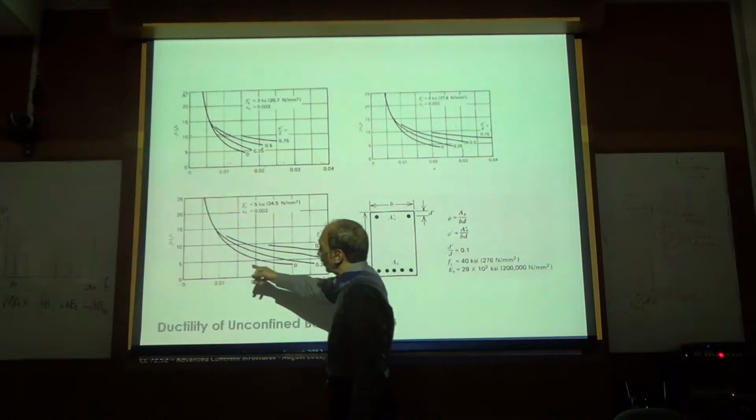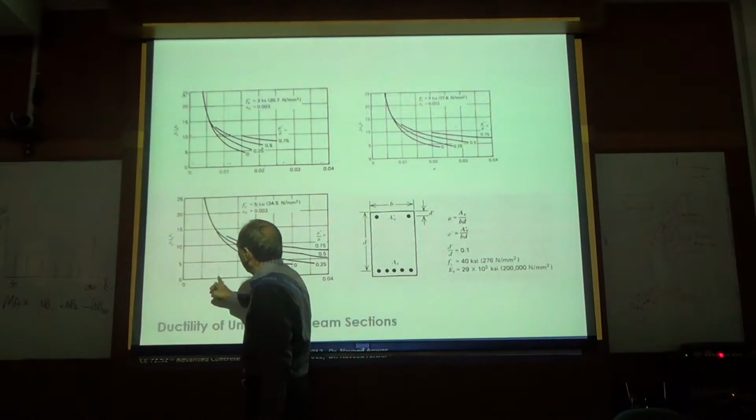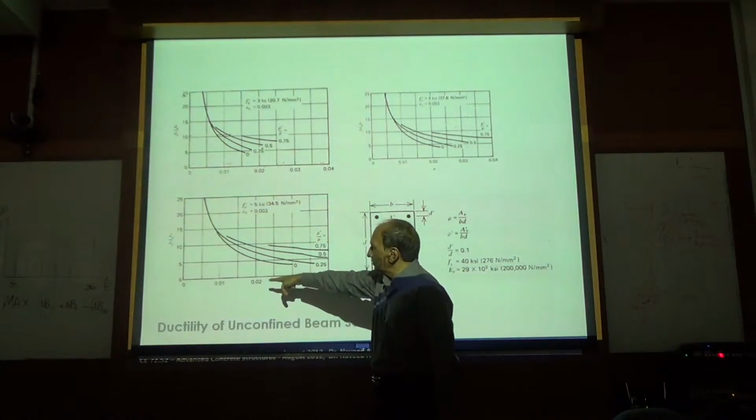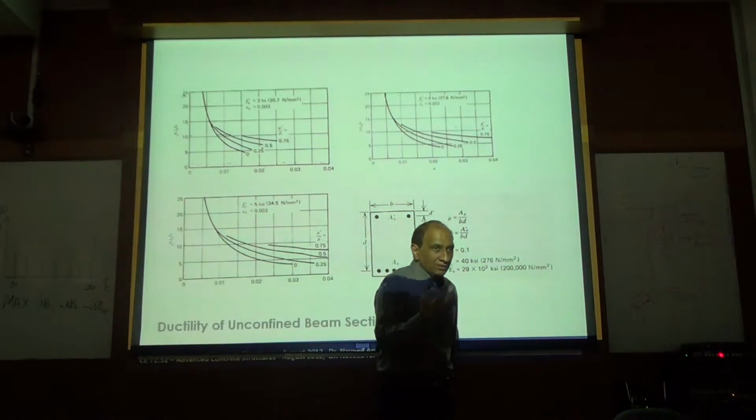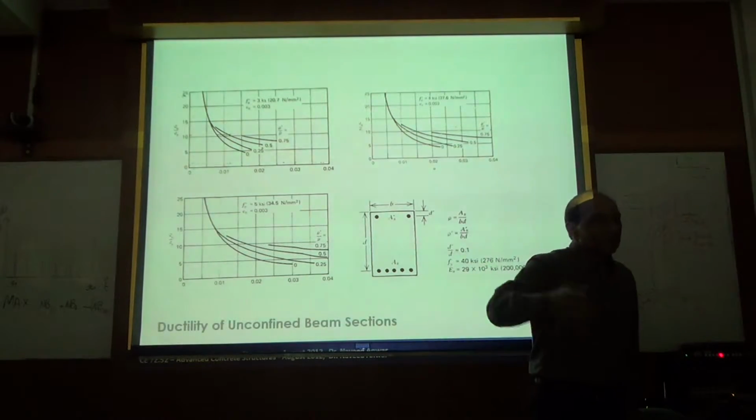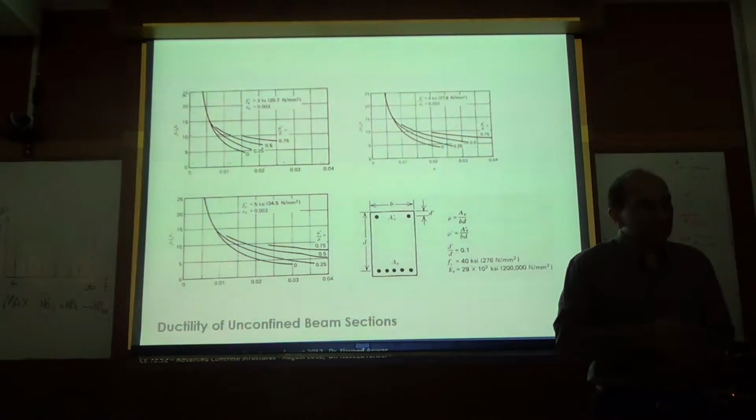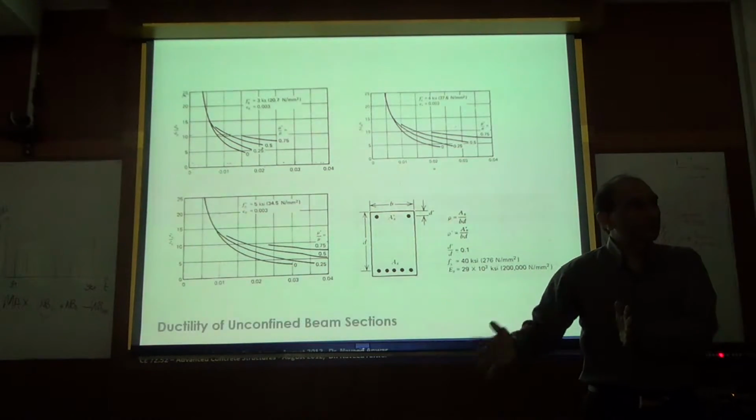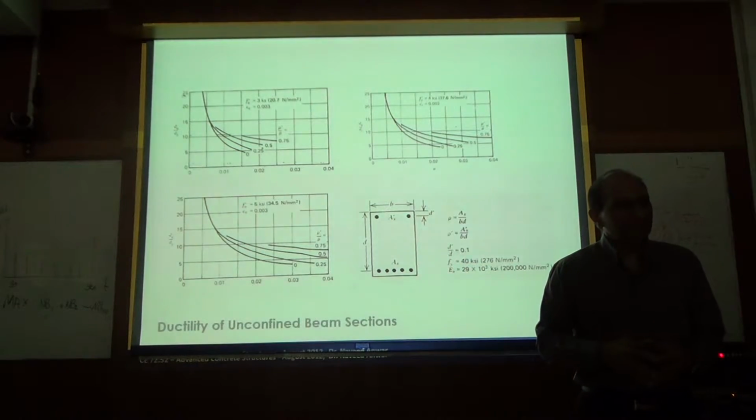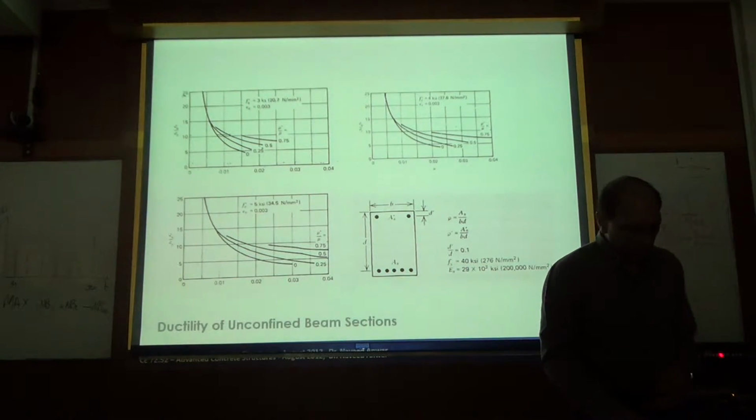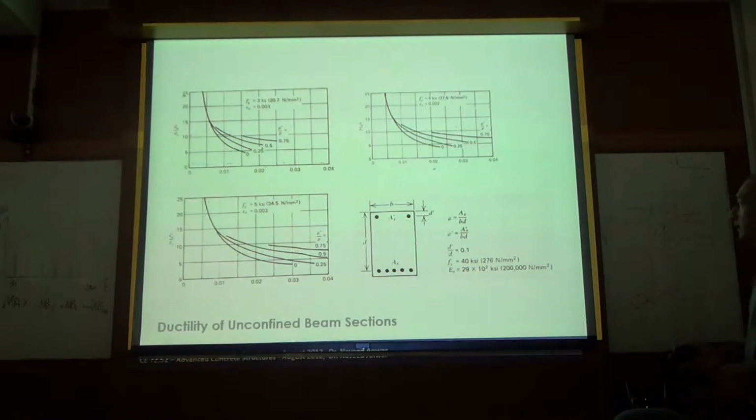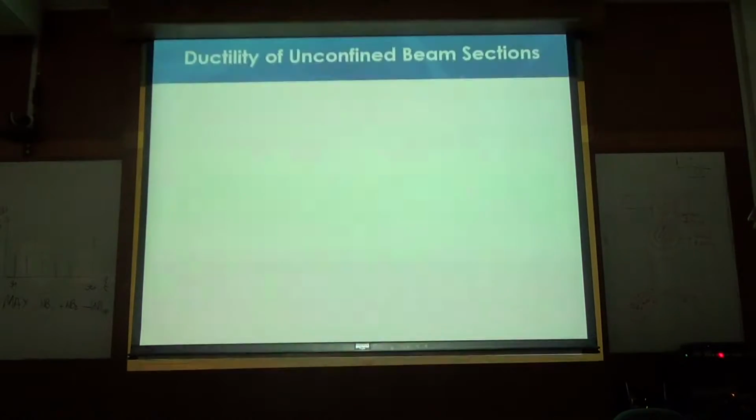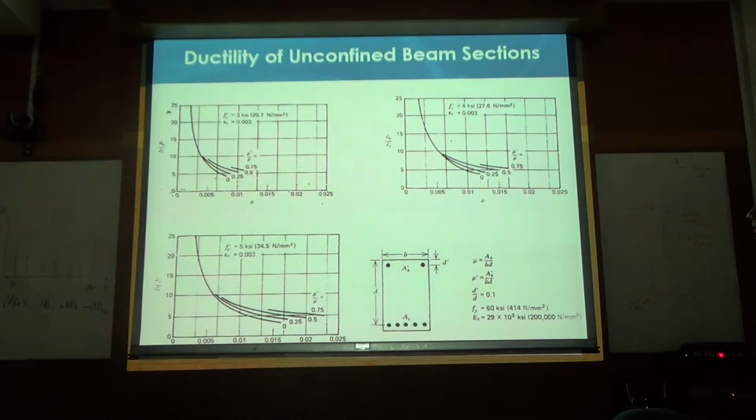And also important is this point on the curve. If the tension reinforcement ratio is small, curvature and ductility is large, as you keep increasing the tension reinforcement, it drops because the failure moves to concrete. Right? So this is just to confirm what we have already learned last time. Unconfined beam section, it just shows you a lot of curves proving the same point again and again.